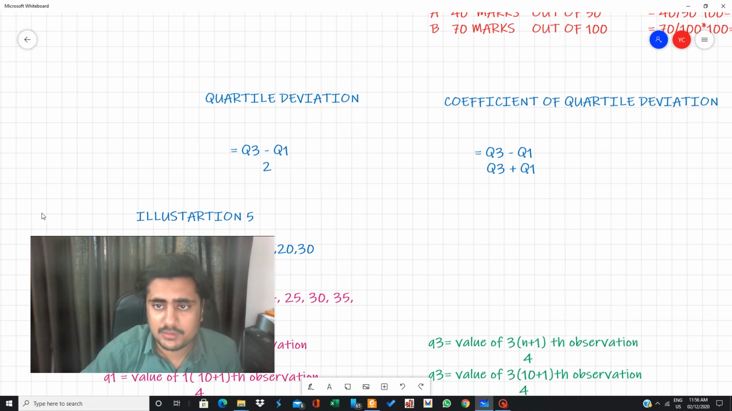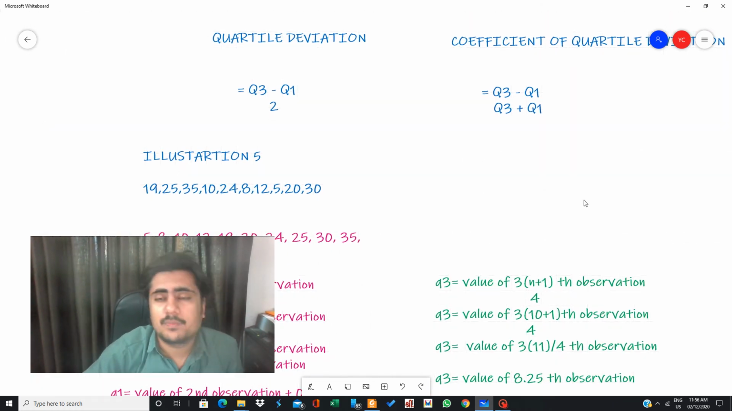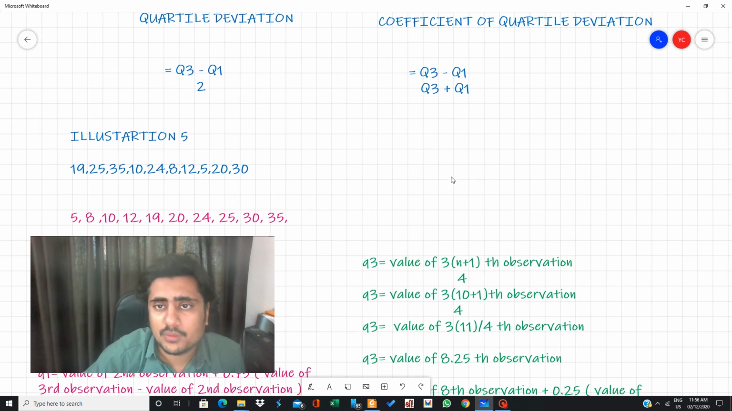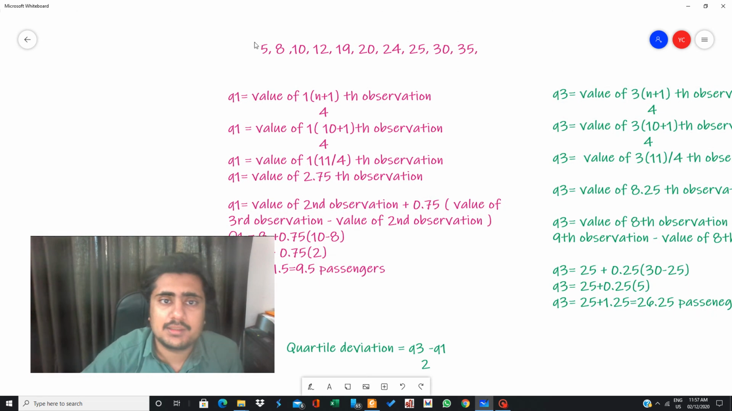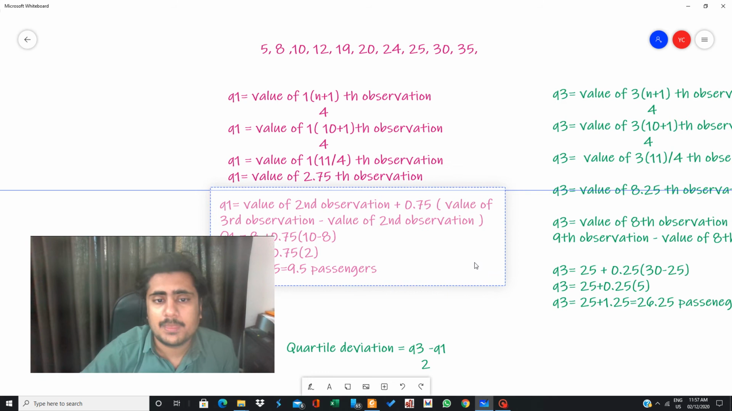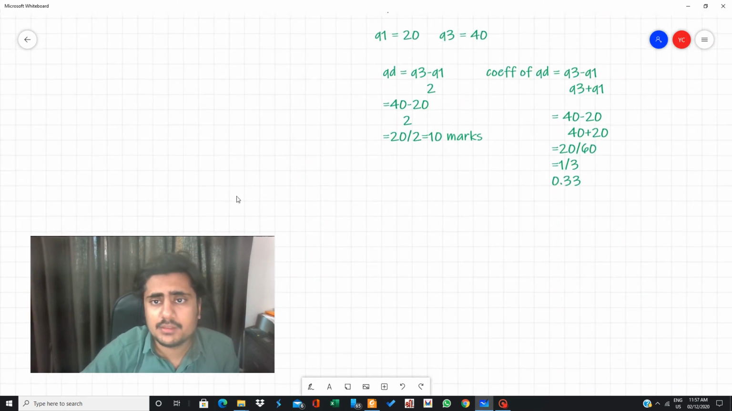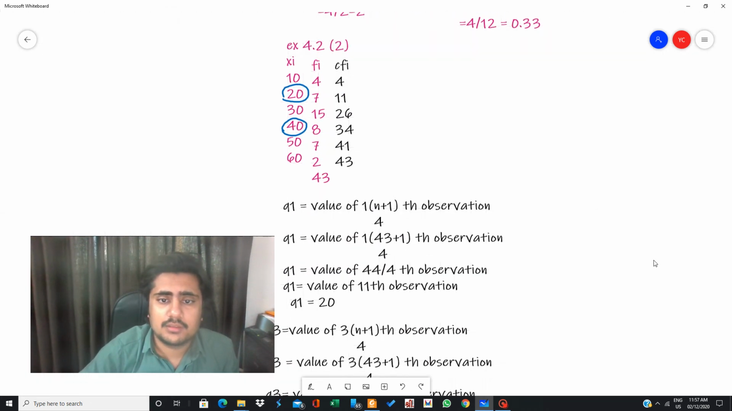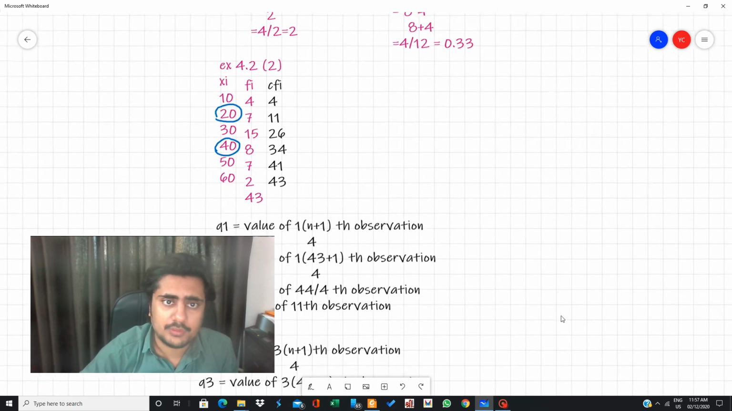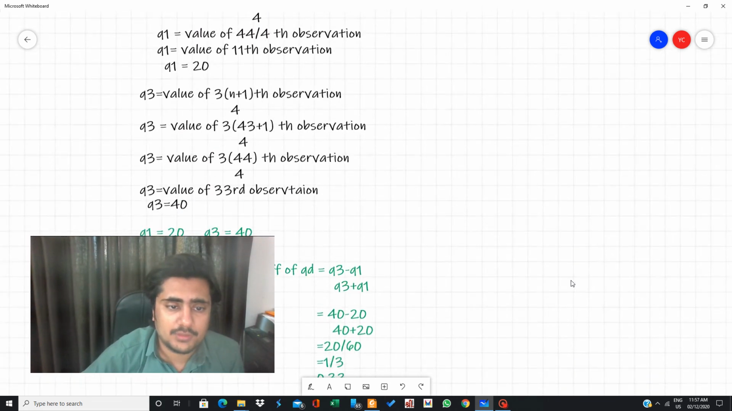Just revising a little bit, the quartile deviation formula was Q3 minus Q1 upon 2, and the formula for the coefficient was Q3 minus Q1 upon Q3 plus Q1. When xi is given, you first find Q1, then Q3, and then the quartile deviation and its coefficient. We had done sums when fi xi are given. That sum is a bit easy, because you find the CFI and search for the corresponding frequency where the observation is lying.